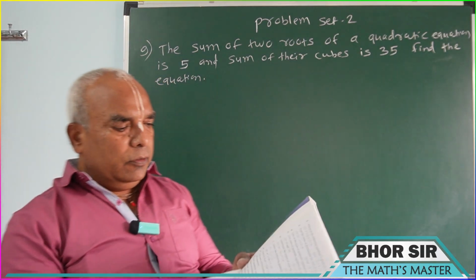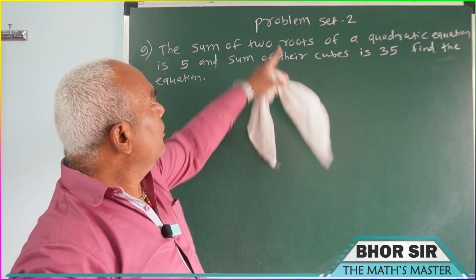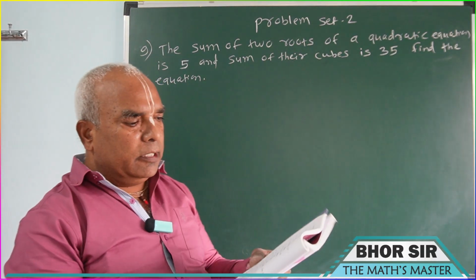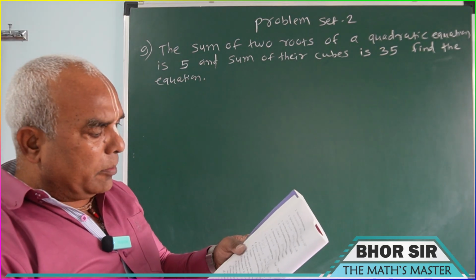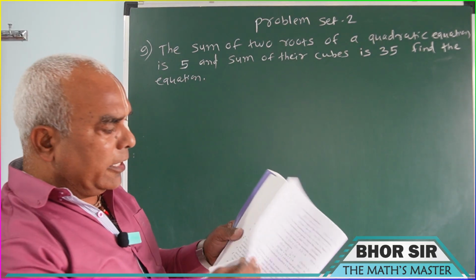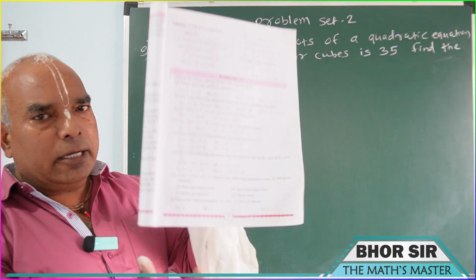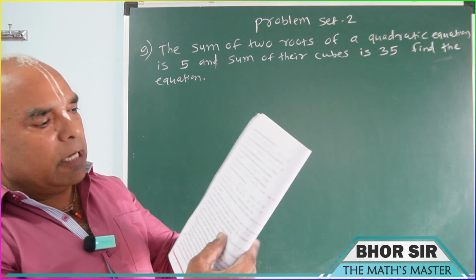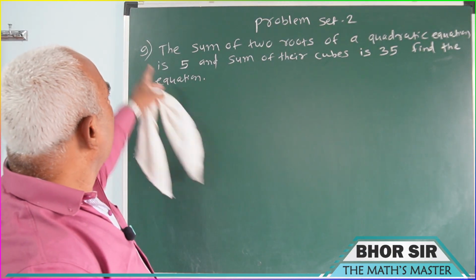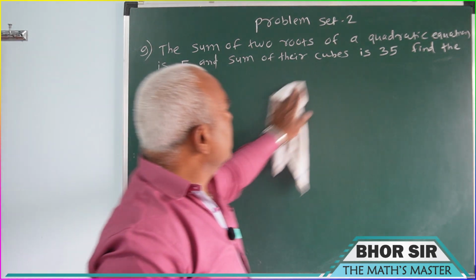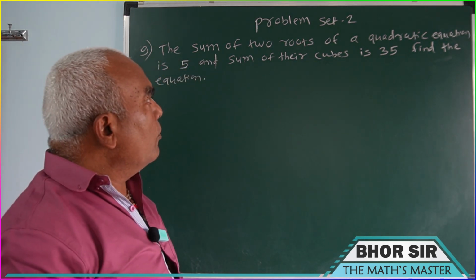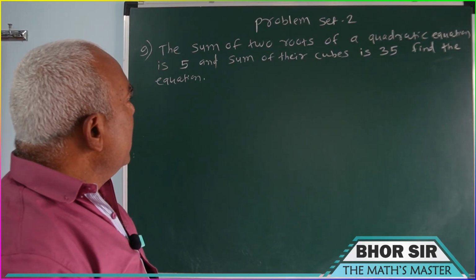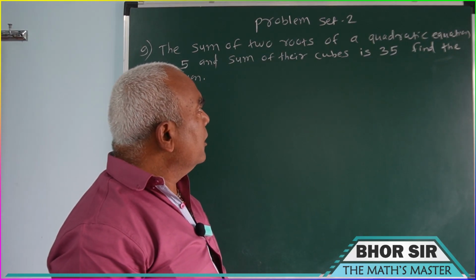So now today I am starting problem set of this second lesson, quadratic equation, and the word problem starts from question number 9. See here, problem set second, the word problem starts from question number 9. What is the question? The sum of two roots of a quadratic equation is 5 and the sum of their cubes is 35.